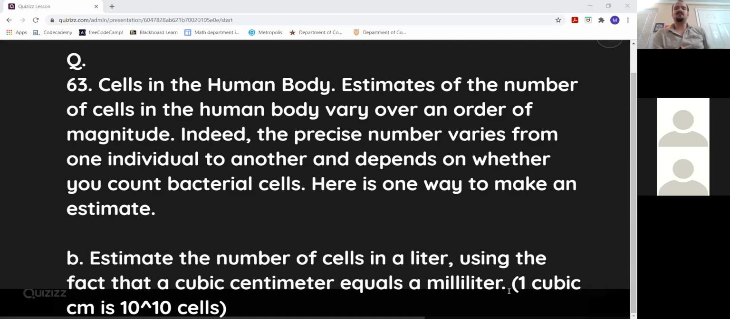So what it sounds like is that we need to start out with a liter. We need to convert to a milliliter. 1 milliliter is the same as a cubic centimeter. We can convert from a cubic centimeter to cells. There are 1,000 milliliters in 1 liter, so that might be something you need. 1,000 or 10 to the third. Either way you do it.